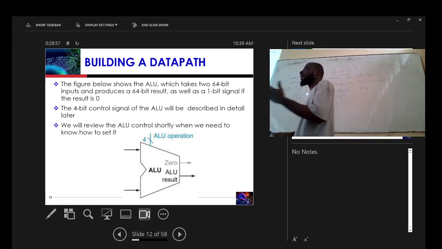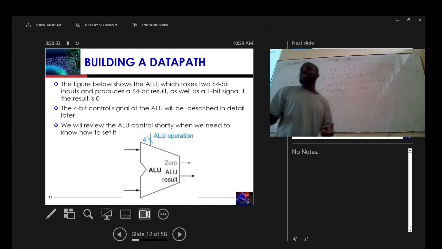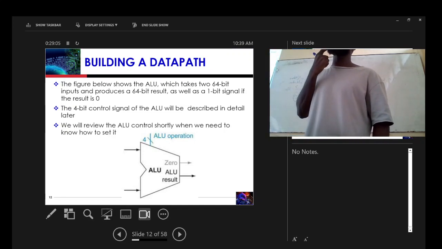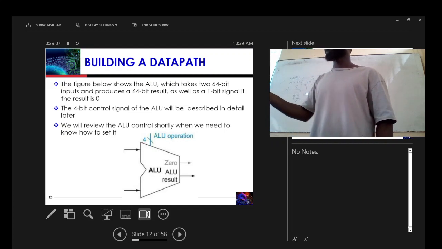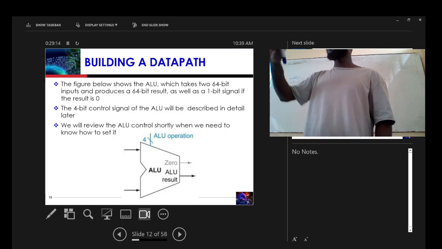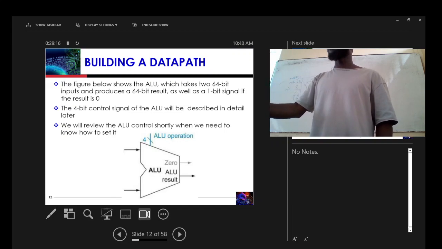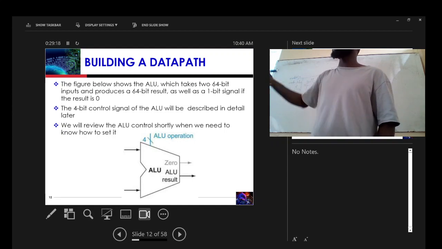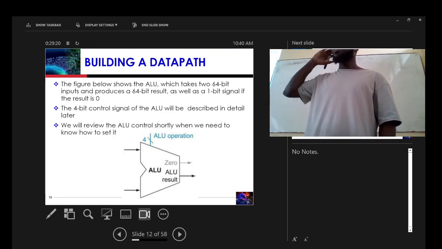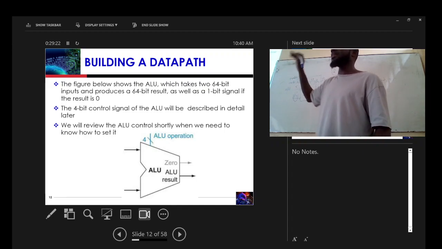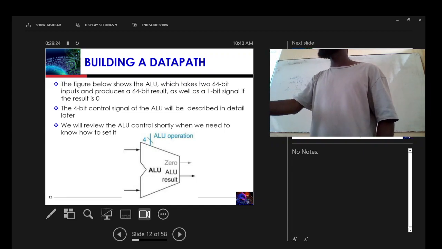So it means that if you do any calculations and you see a one at the output of the zero signal, it means that the result of the ALU is zero. If it is not zero, the signal will just output a zero, right? So it is checking if the result is zero or not. Understood? It's a very important signal.